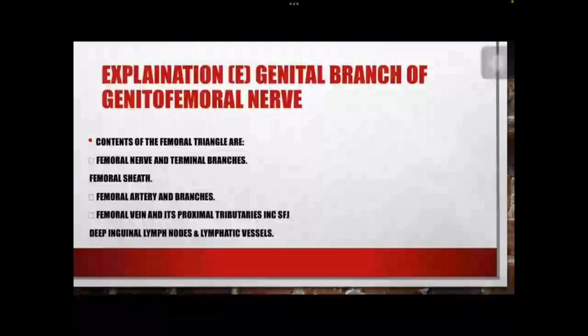The next question is: which of the following muscles is contained within the superficial perineal pouch? The options are A. External sphincter muscle of urethra, B. Deep transverse perineal muscle, C. Compressor urethrae muscle, D. Urethrovaginal sphincter, and E. Ischiocavernosus muscle.